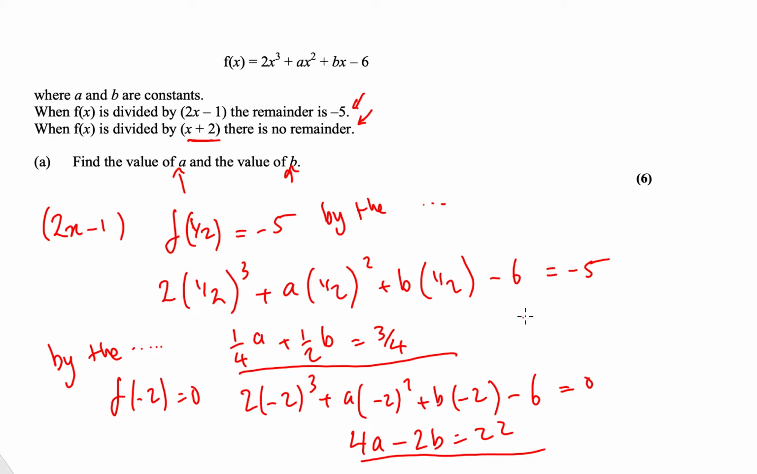We can solve this by simultaneous equations, and you find that a is equal to 5 and b is equal to minus 1. And again, it's always good practice to substitute it back into our function here: 2x cubed plus 5x squared minus x minus 6. Nice easy 6 marks there.